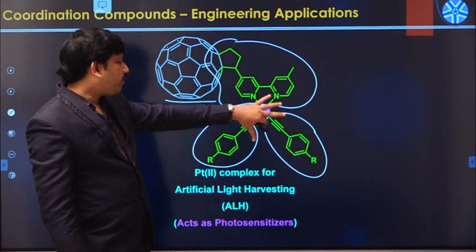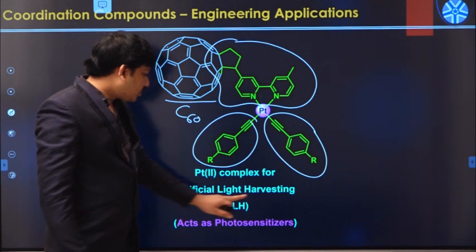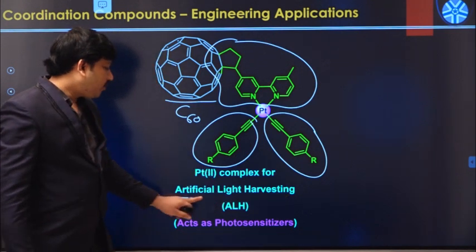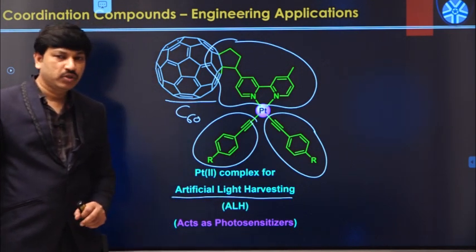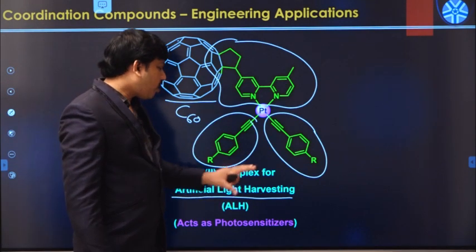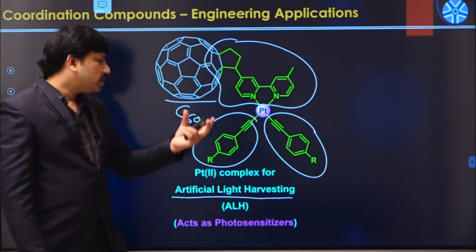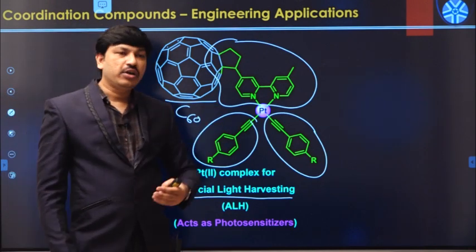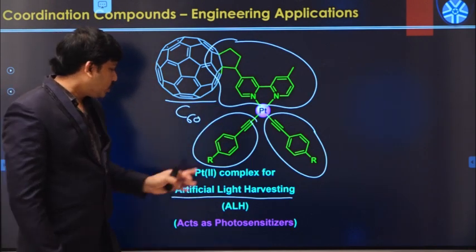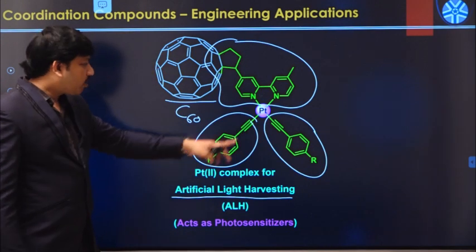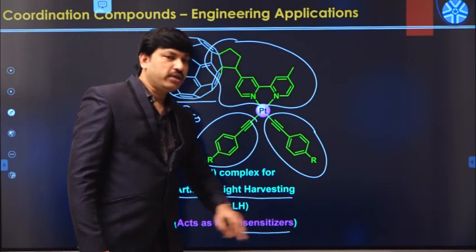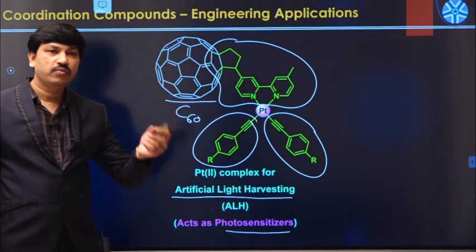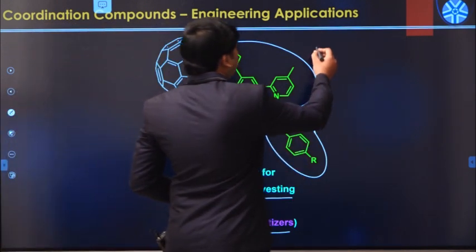The specially designed platinum complex is useful for making an artificial light harvesting system. A light harvesting system means a system that can absorb light energy, which is converted into some other form of energy. In those cases, this particular complex acts as a photosensitizer. Normally in the case of plants, we can see the photosynthesis method.